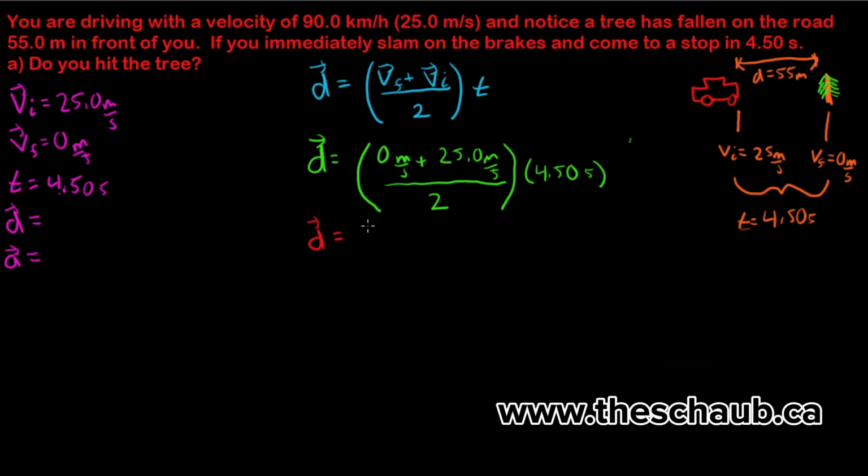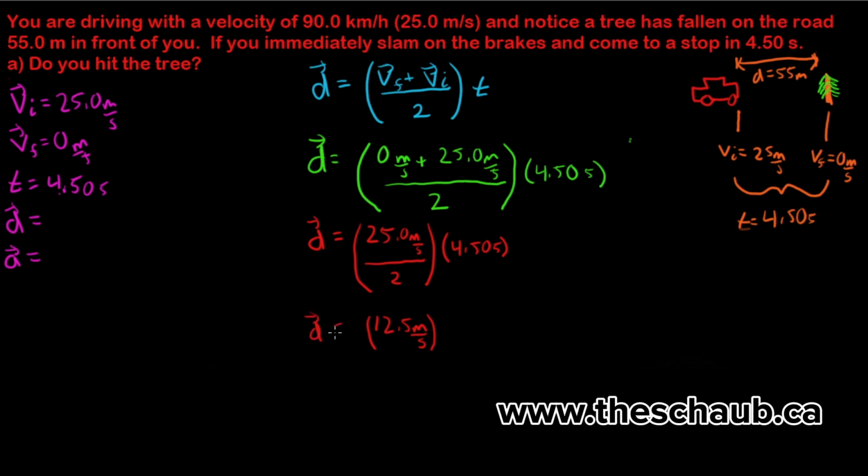So D is equal to 25.0 meters per second divided by 2, all multiplied by the time, 4.50 seconds. 25 divided by 2 is 12.5. So 12.5 meters per second.